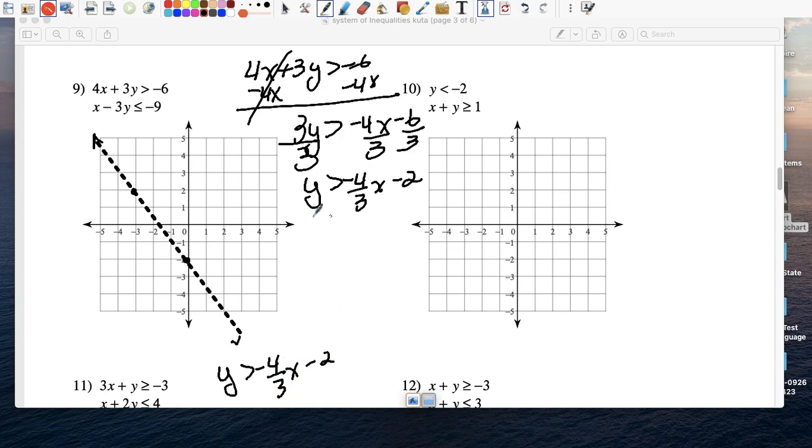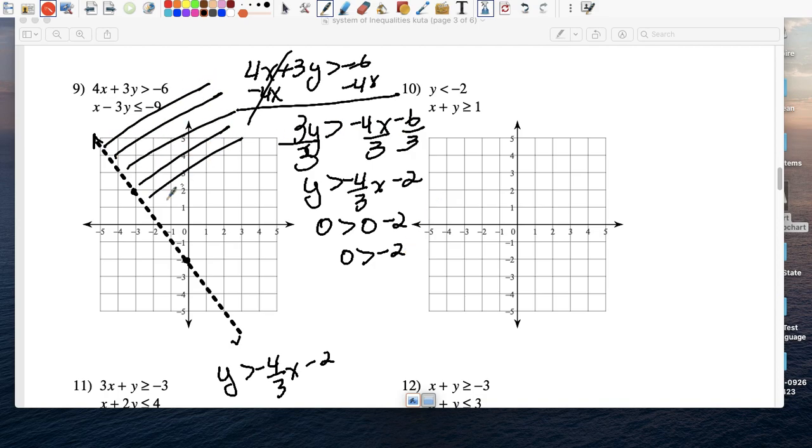And let's try the test point 0, 0. So if I plug in 0, 0, if it works, we shade above the line. If it doesn't, we shade under. So we get 0 greater than, that's going to be 0, right? -2. And 0 is greater than -2. Is that true? Yes, it is. So every single point above that line, not including the points on the line, will make the first inequality true.